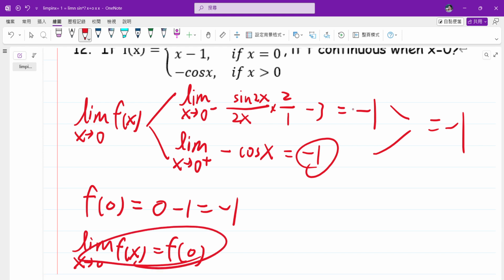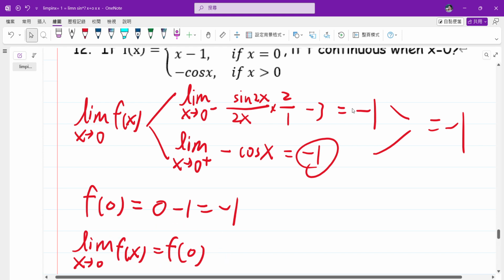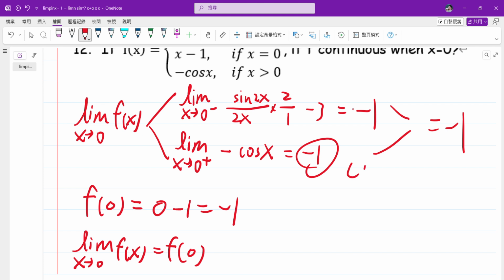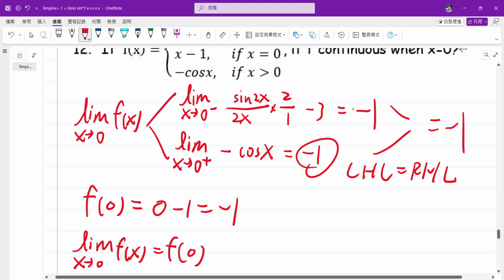Okay, this sentence is very important. And this LHL equals RHL, the limit exists. Also need to write it down.